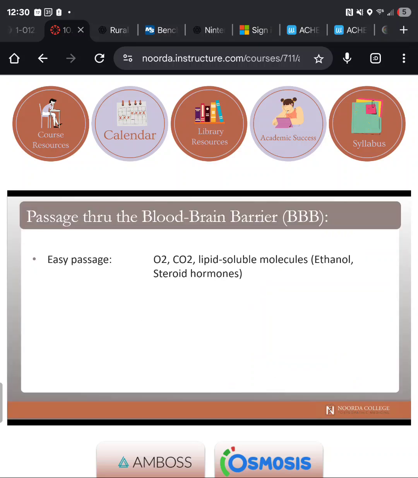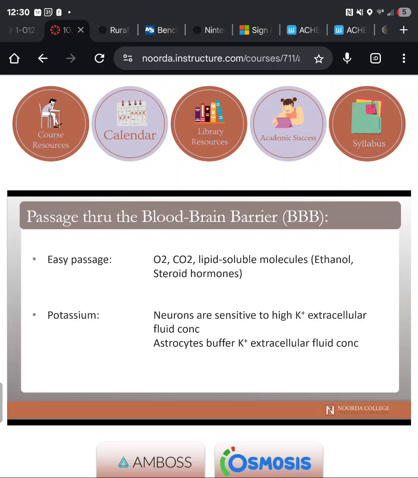Things that can easily pass through the blood-brain barrier include oxygen, CO2, and lipid-soluble molecules. Neurons are very sensitive to high potassium extracellular fluid concentrations, so astrocytes at the blood-brain barrier will buffer the potassium to maintain its concentration. Too much potassium can kill cells, so that's why it really needs to be maintained extracellularly.